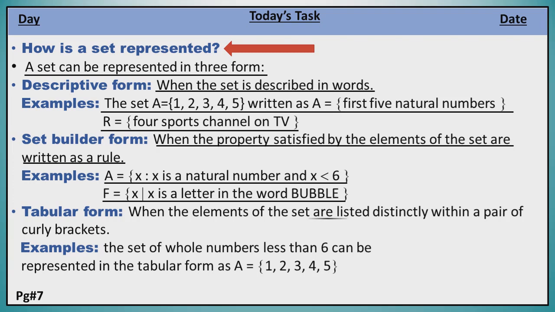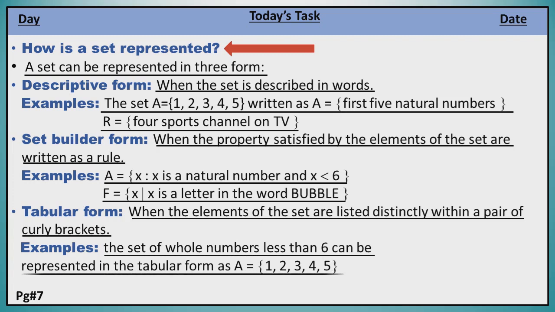The third form is tabular form. Dear students, when the elements of the set are listed distinctly within a pair of curly brackets. Tabular form में हम elements को show करते हैं within curly brackets और उनको हम separate करते हैं commas insert करके. Look at the example. The set of whole number less than 6 can be represented in the tabular form as A is equal to 1, 2, 3, 4, 5.